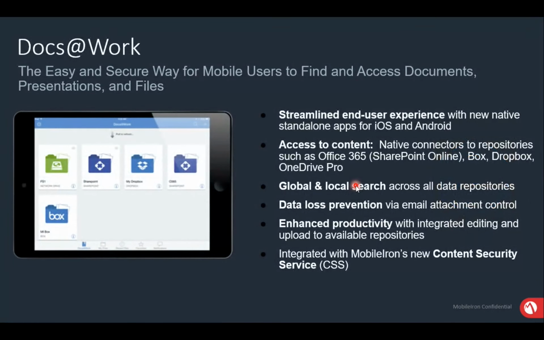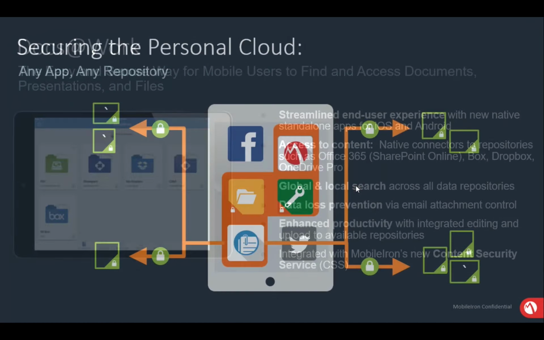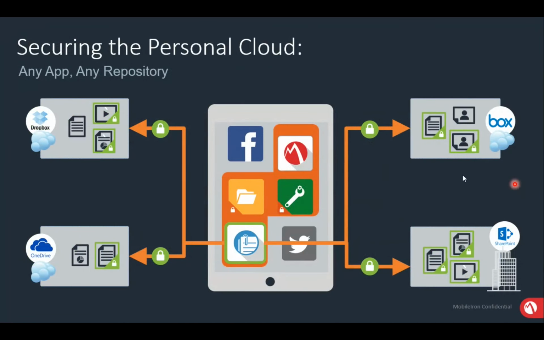So Docs at Work, the main purpose is to connect your backend resources like SharePoint, or even if it is a local file share server, you can connect to Docs at Work so that the user is able to access the documents from their account. And you can also connect to cloud-based resources like Dropbox, OneDrive, or whatever, and it will be placed inside the secure container.